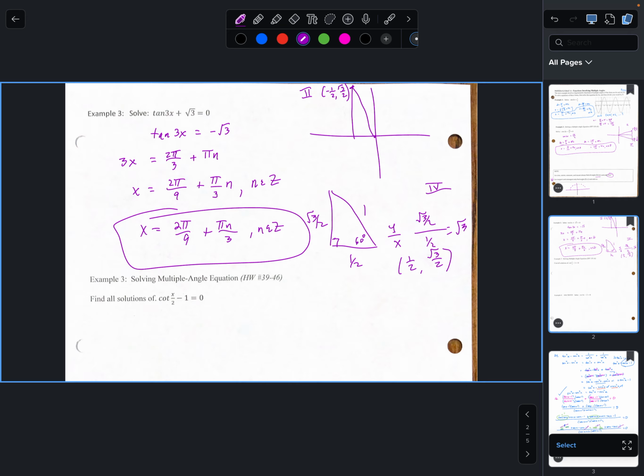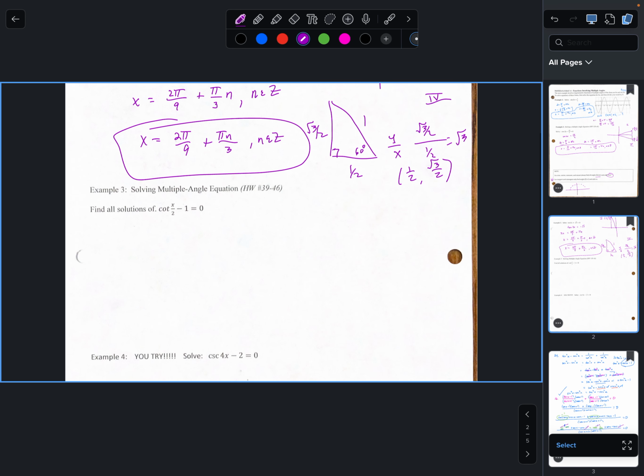And then find all solutions, cotangent of x halves equaling 1. Again, isolate the cotangent. And when it's x over 2, your b is 1/2, and the period's actually going to be lengthened. It's going to get longer, so you get fewer solutions in a full rotation. But the process is exactly the same.